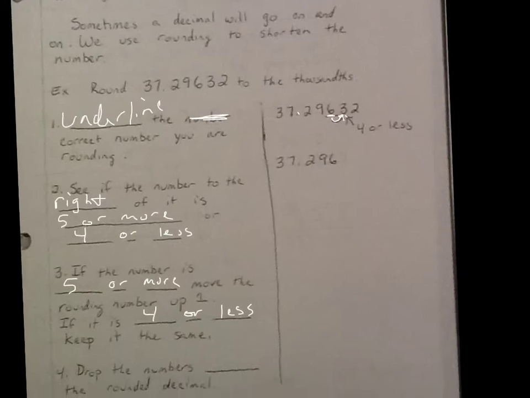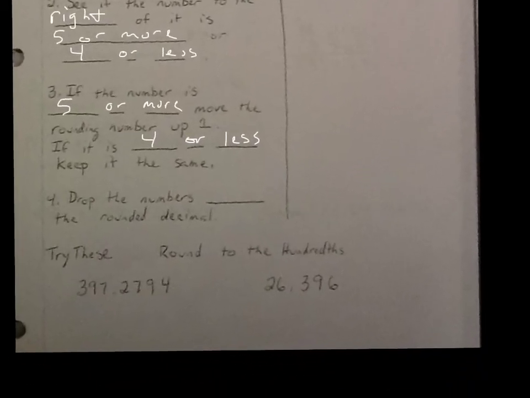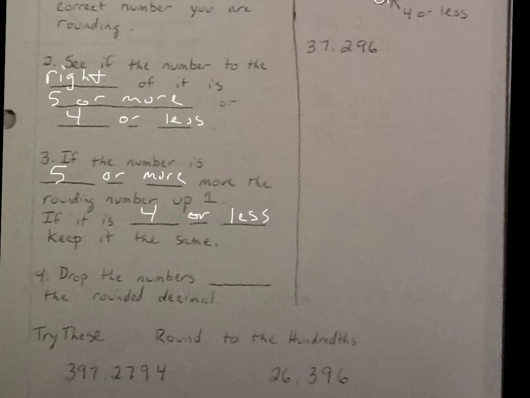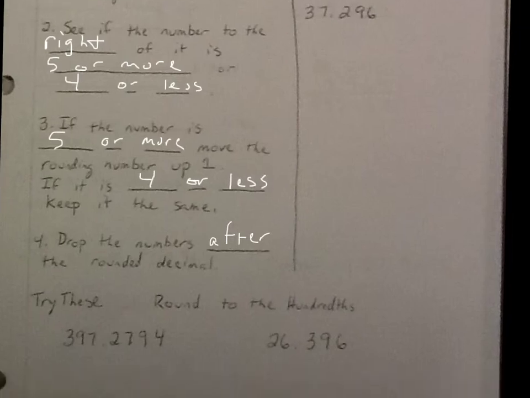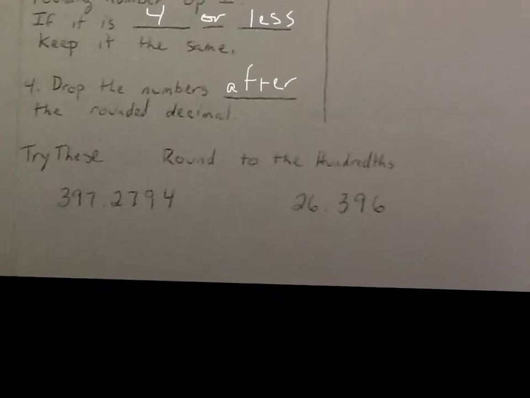Okay, and then there's one last little part here. Okay, and the important part here, number 4, drop the numbers after the rounded decimal. Okay, so if you're after the decimal, you drop all the rest of the numbers. Don't put zeros in their place, just drop it. Okay, now if you're before the decimals, you want to put zeros in its place to keep it in the right place. But if it's after, drop it. Okay. All right.